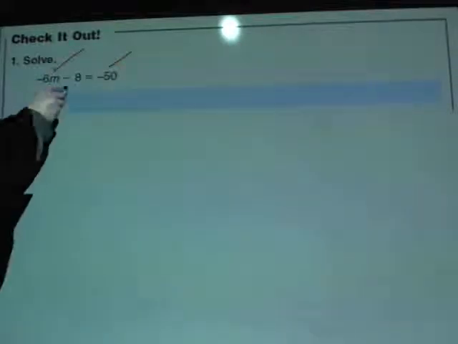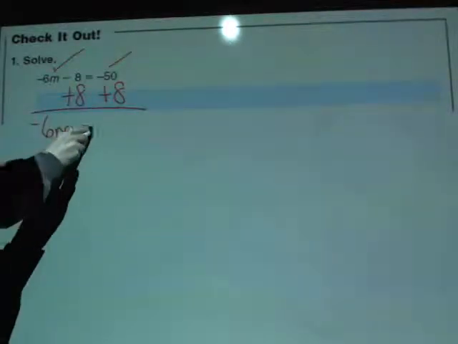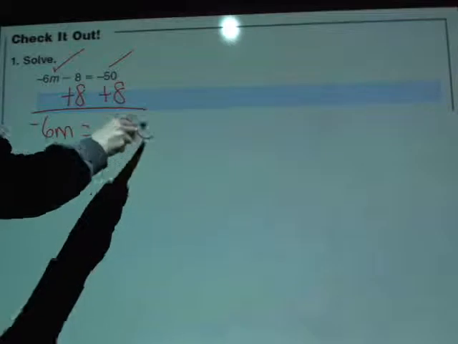Well, remember, the thing that's directly connected to the variable goes last. Negative 6 is directly connected to the variable m by multiplication. So it's going to go last, which means the 8 has to go first. So I'm going to look at eliminating 8 there, and I'm going to do that by adding 8 to both sides. So I do that, and I get negative 6m equals negative 42.